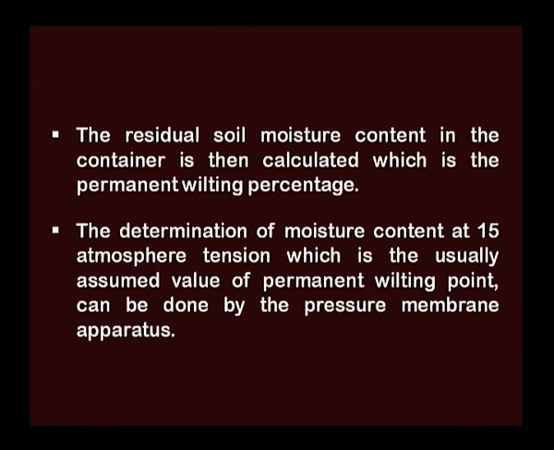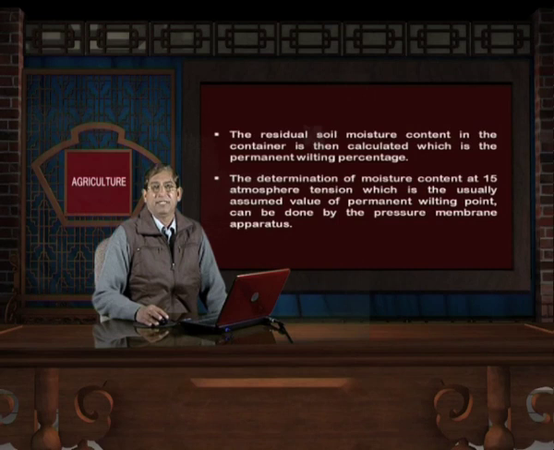The determination of moisture content at 15 atmosphere tension, which is the usually assumed value of permanent wilting point, can be done by the pressure membrane apparatus. So, these are the two methods of determination of permanent wilting point: by growing sunflower plant or in the laboratory by using pressure plate membrane apparatus.